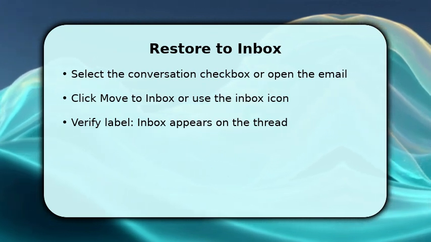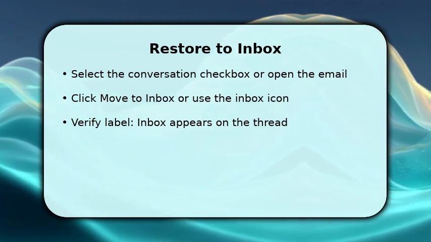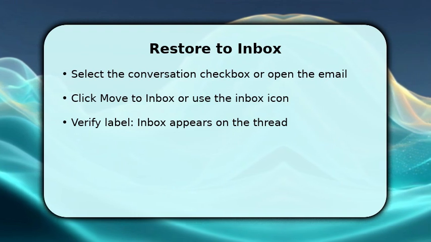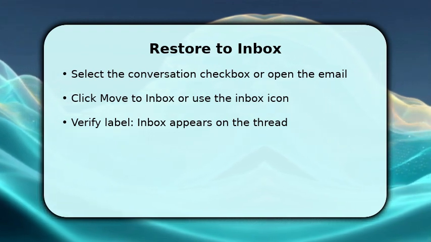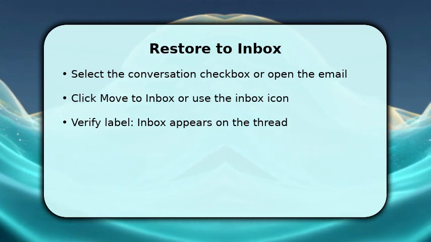Once moved, Gmail removes the archive status and applies the inbox label. Make sure to refresh the view or navigate to Inbox to confirm. If multiple messages need undoing, use Multi-Select and apply Move to Inbox in one action.